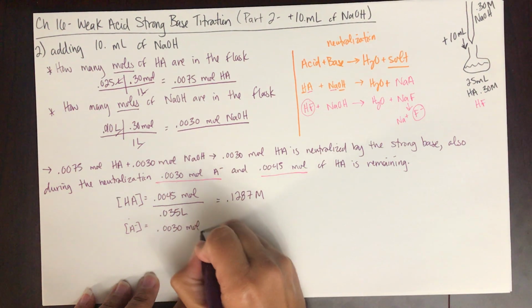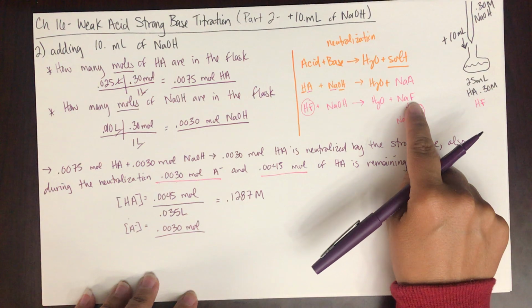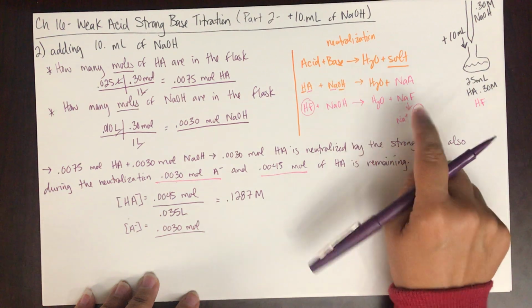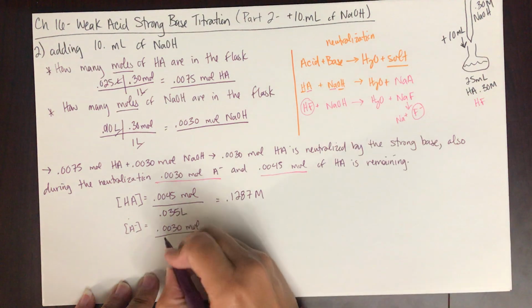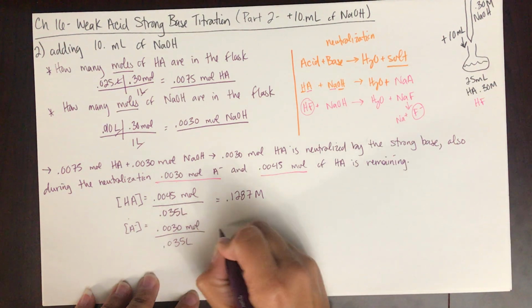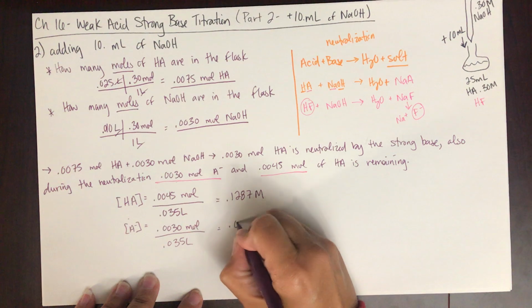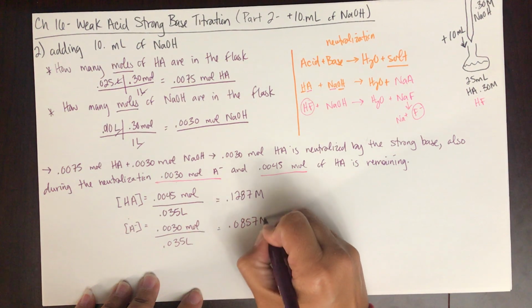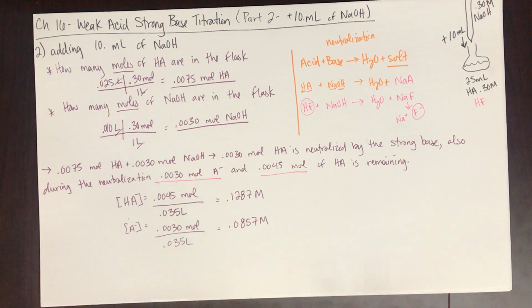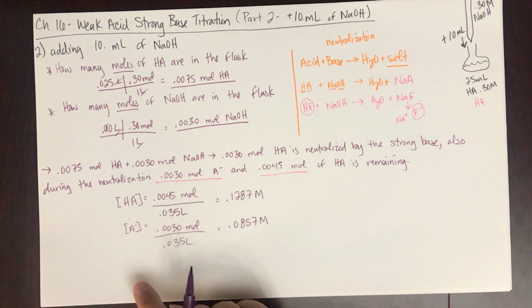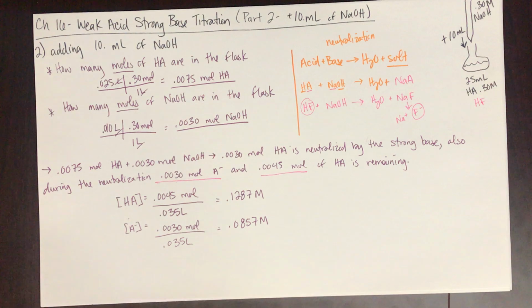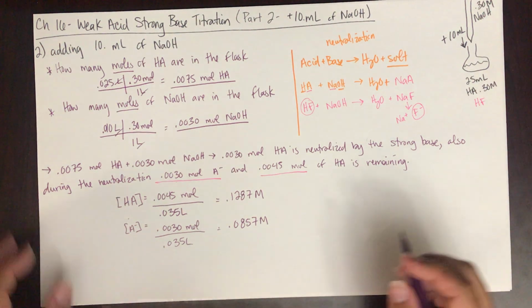So now the same thing for A minus. 0.0030 moles of A minus, that's what was created in the neutralization, divided by the volume, which is the same, 0.035 liters, gives me a concentration of 0.0857 molar. So now I have a buffer. I have the concentrations of weak acid and conjugate base. Now you could solve for the pH one of two ways, either using the equilibrium table or by using the Henderson-Hasselbalch equation. I am going to use the Henderson-Hasselbalch equation.